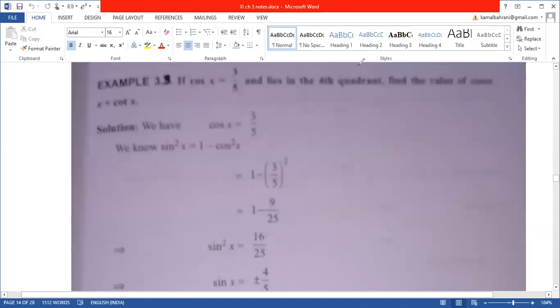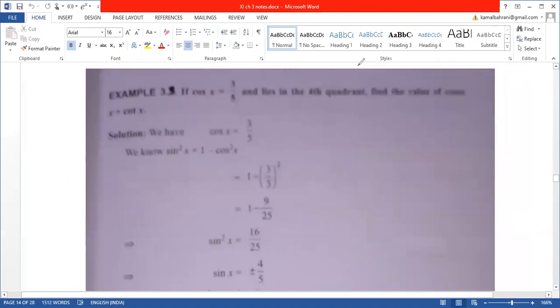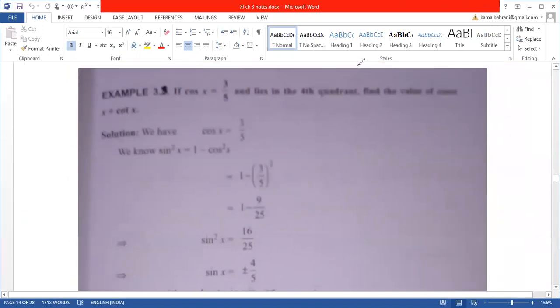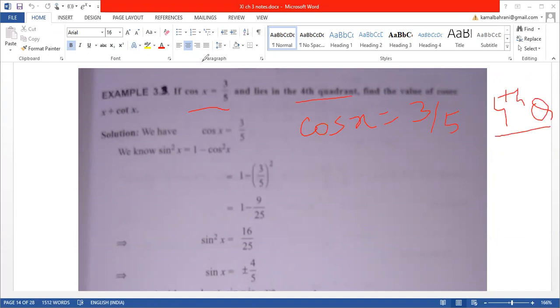Now just see what they are saying. They are saying cos x is equal to 3 by 5. They have given in the question, cos x is equal to 3 by 5, and x lies in the fourth quadrant. And find the value of cosec x plus cot x.